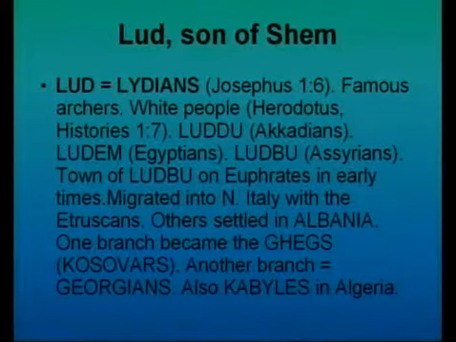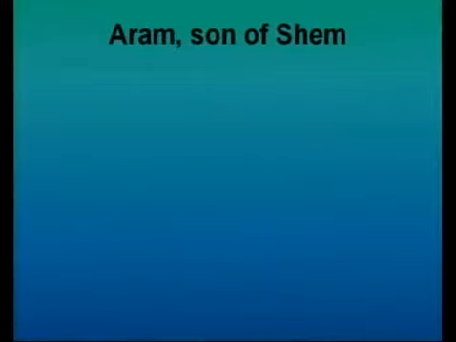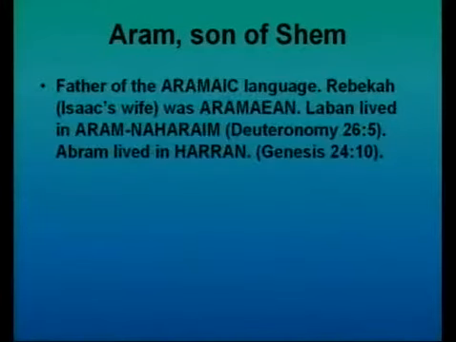Now, the Etruscans, of course, were famous because the Tarquins came out of them, a ruling class that essentially were there in founding the Roman Empire. And the Lydians were involved with them in moving into Italy. Others settled in Albania. One branch became the Gegs, that's a great name, isn't it? The Kosovars, as we know them today. Another branch settled in what we now know as the Georgians, and others as the Kabyles in Algeria in North Africa. Moving through quite quickly.